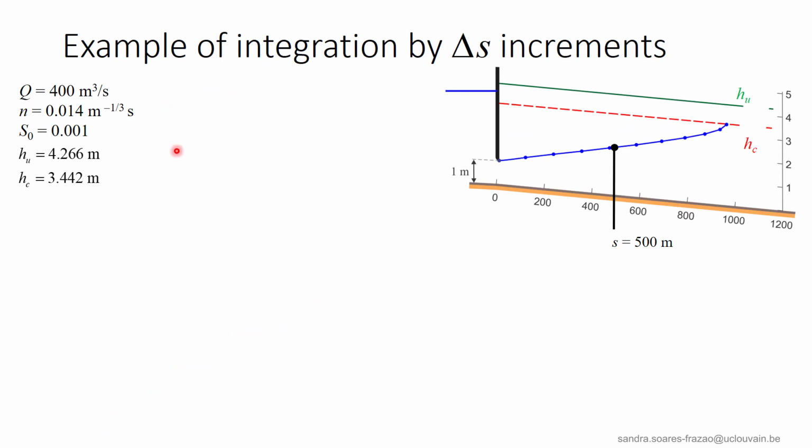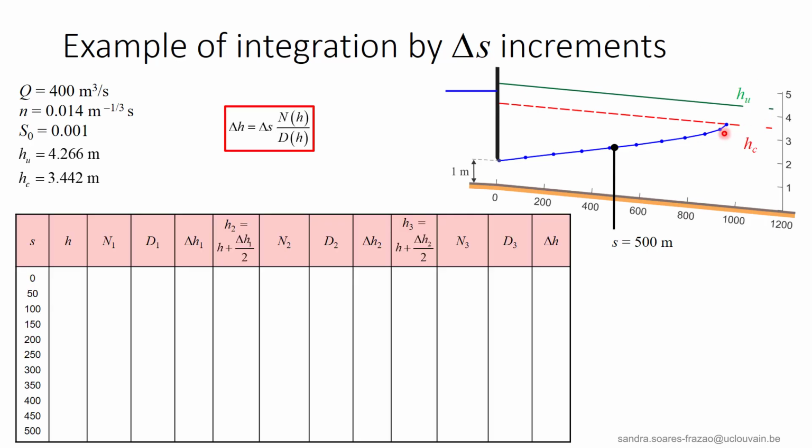Let us consider the same example as before. So we have the discharge, friction coefficient, slope, and the values of HU and HC that we had found before. We would like to calculate the water depth at a distance of 500 meters, so at the abscissa S equal 500 meters away from the gate. We could simply use the previous results and interpolate to find the water depth. As we have said, this is correct if the water profile is sufficiently smooth around the point we are looking for.